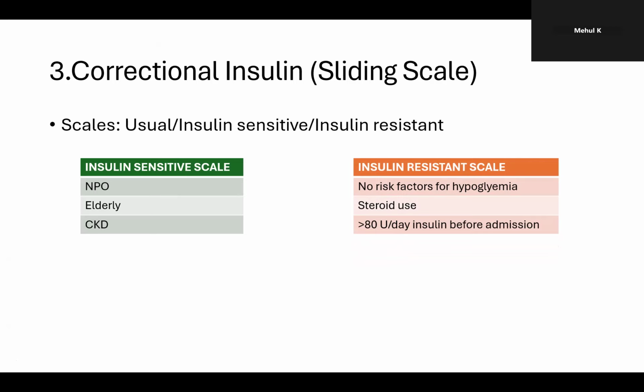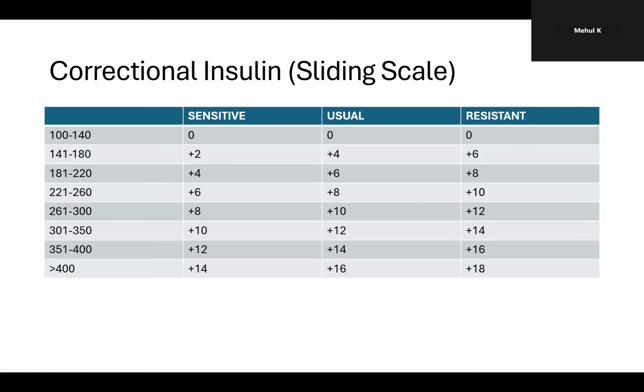So those patients are going to be very, very difficult to actually control. So they will need to have a more aggressive scale. So these are the scales that are recommended. You have a sensitive scale, usual scale, and a resistant scale. Again, it is very, very easy.